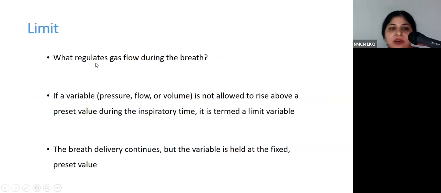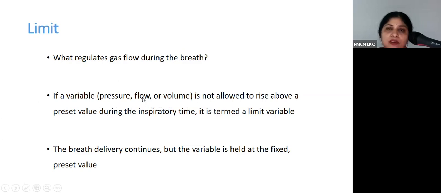Then the next variable is the limit. Limit determines what regulates the gas flow during the breath. In the ventilator breath, there is a gas flow. An air-oxygen mixture is being pushed by the ventilator inside the patient's lung. And the limit variable could be pressure. We know that there is a peak inspiratory pressure, that is PIP. Then there is a flow rate, and there is a volume, that is tidal volume.